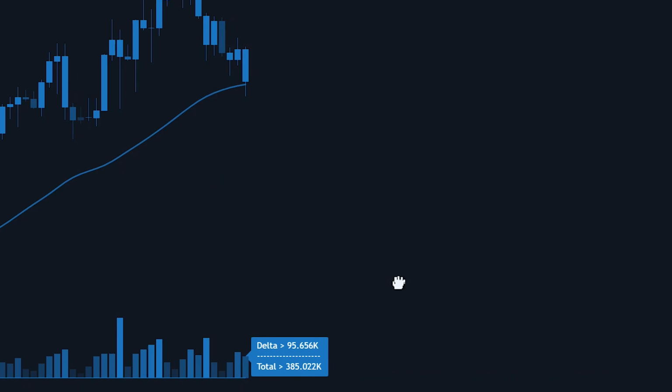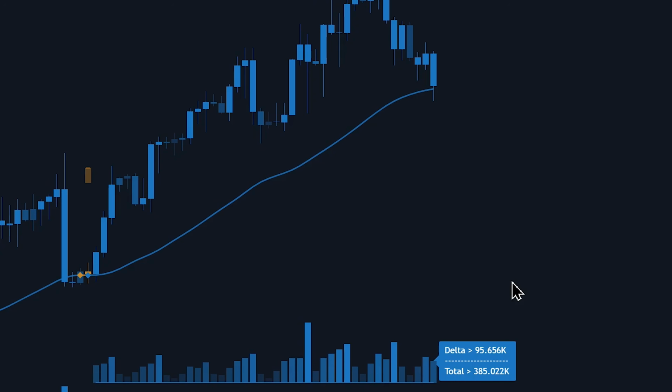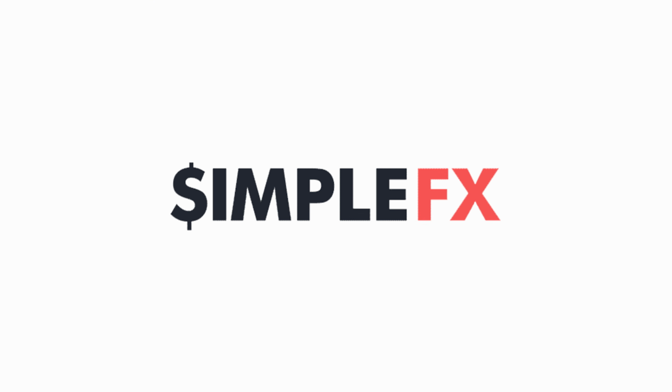Next, we're going to go over how to use this indicator to trade. But before we do that, let's talk about SimpleFX, which is the Forex broker that I use for trading.